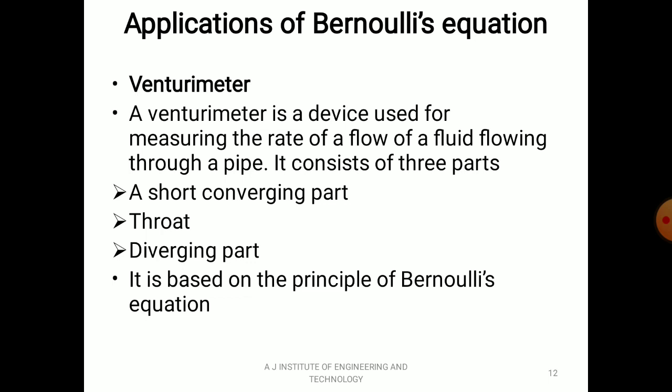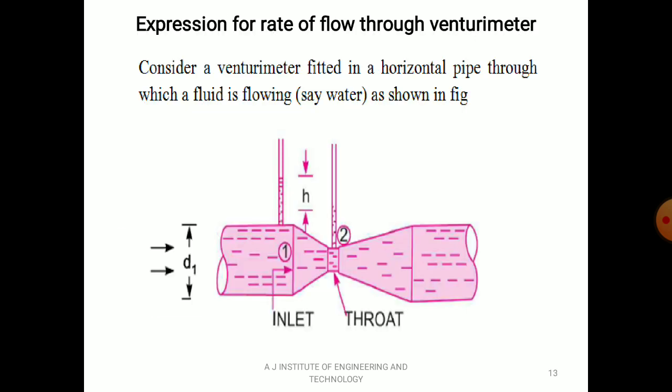First you have to know what a Venturimeter is. It is a device used for measurement of fluid flow through a pipe, and it consists of three parts: converging part, throat, and diverging part. Next, the expression for rate of flow through Venturimeter. Consider a Venturimeter fitted in a horizontal pipe through which fluid is flowing, say water, as shown in the figure. You can see the diagram of the Venturimeter here. We are going to fit this Venturimeter to the horizontal pipe to measure rate of flow.